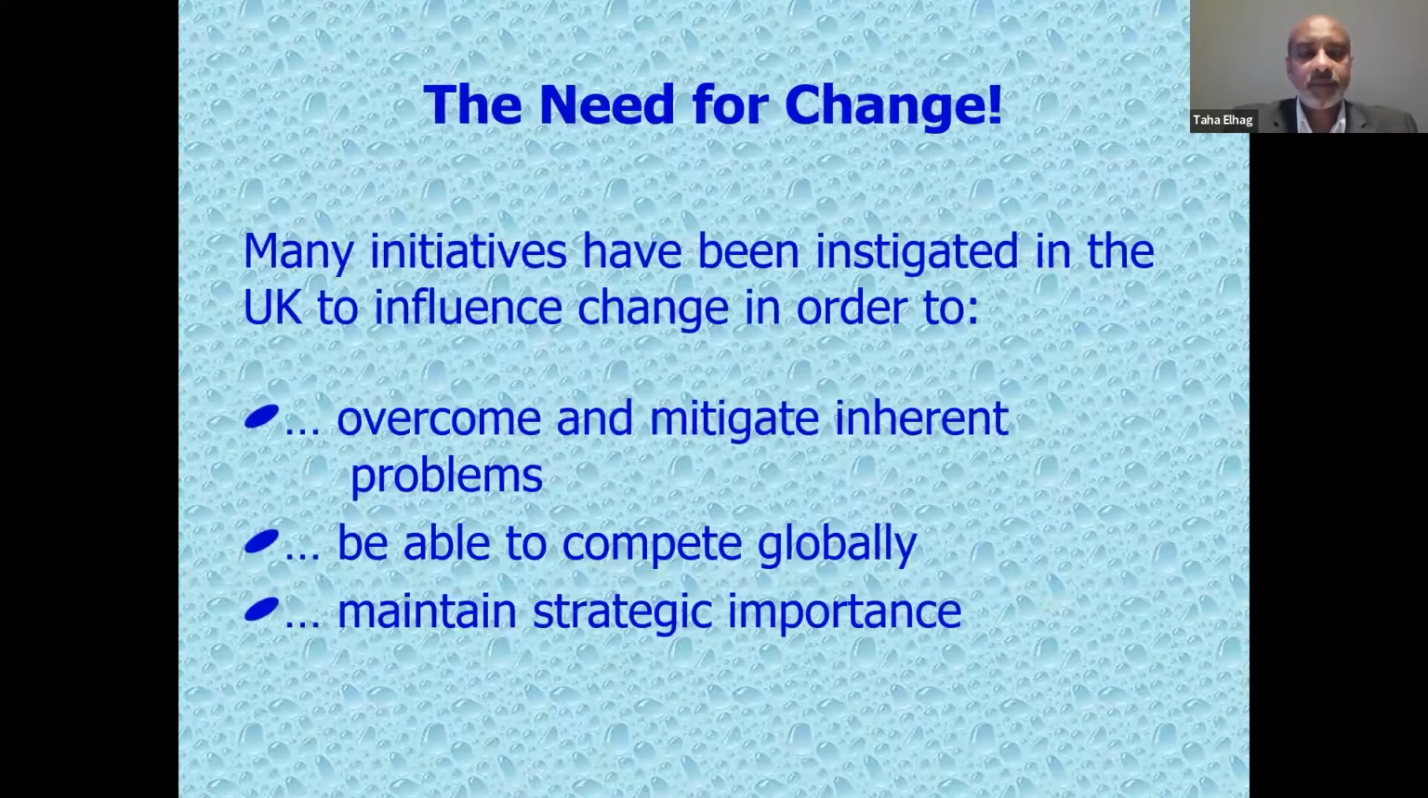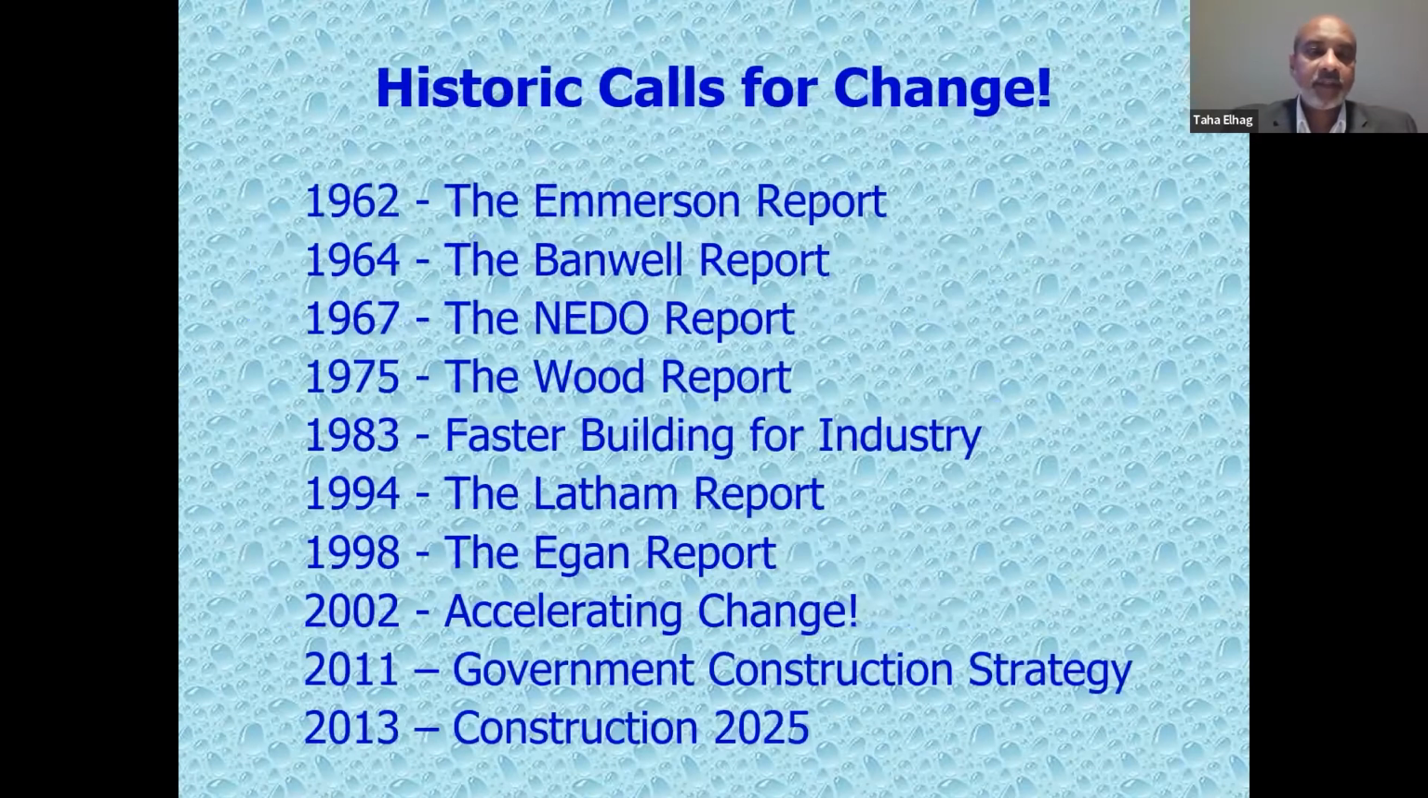Now, for quite some time in different countries, stakeholders, government bodies, and the private sector as well, looked at change and how we can improve the situation of the construction sector. And in the UK, we have had so many initiatives, and these actually started after the Second World War, if you like. Government initiatives and evaluations of the construction sector, trying to mitigate these problems and find appropriate solutions. These are some of the examples.